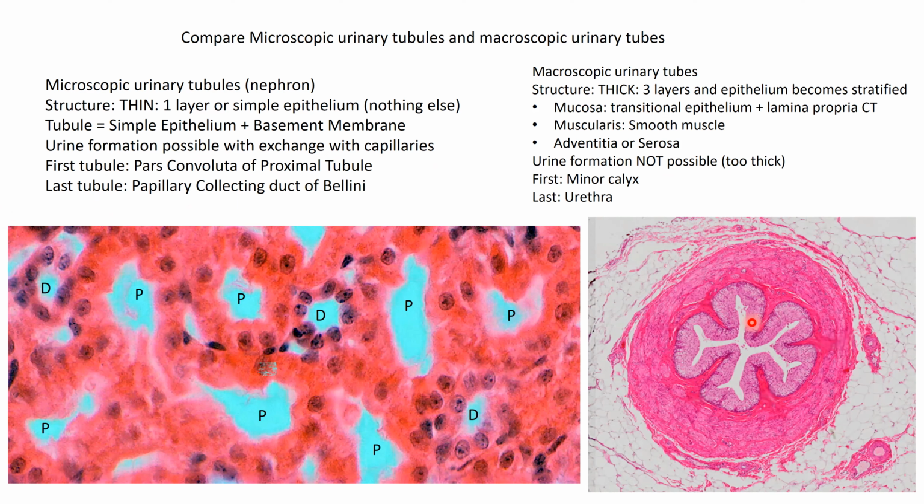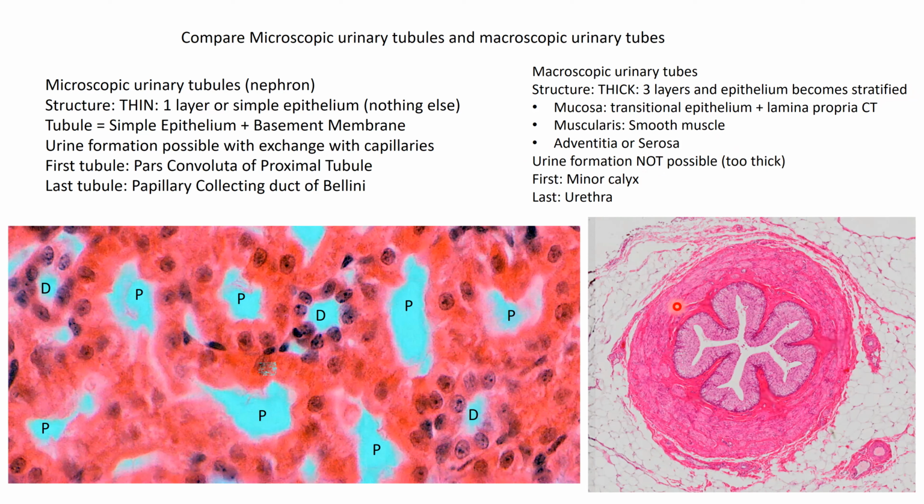Okay, the macroscopic urine tubule is now thick, and it's going to have three layers, and the epithelium becomes stratified. You remember it was all simple here, now stratified epithelium. So it's already too thick to make urine. Then the mucosa: the pink is the transitional epithelium. This sharp red is the lamina propria connective tissue. Together is the mucosa. Then this light pinky is the muscularis, the smooth muscle layer. And of course, the adventitia. And as I said, too thick for making urine.